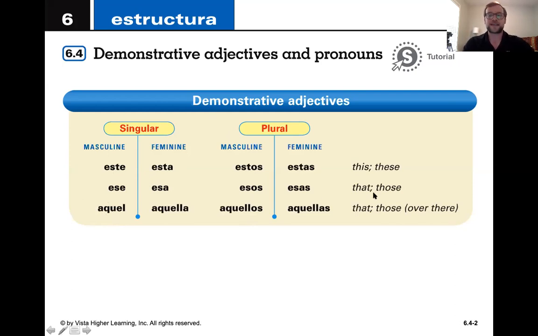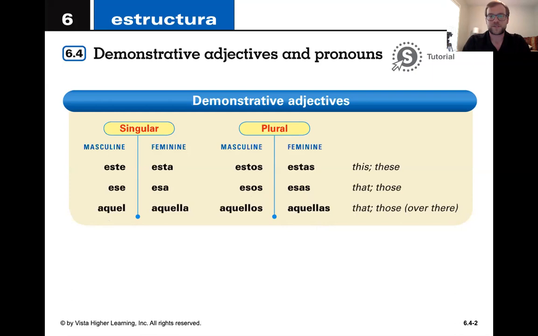Now on to that and those. Remember, that and those do not have T's. So ese, esa, esos, and esas, okay? And then finally for those over there or over yonder, we have aquel, aquella, aquellos, and aquellas, okay? Aquel, aquella, aquellos, aquellas. That's those over there.